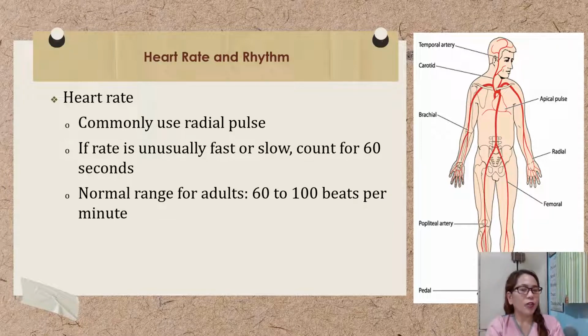So in taking the heart rate, the commonly used is the radial pulse, wherein you have to locate your radial pulse using your index and middle finger. If the rate is unusually fast or slow, you have to count it for 60 seconds or 1 full minute. The normal range for an adult is 60 to 100 beats per minute.